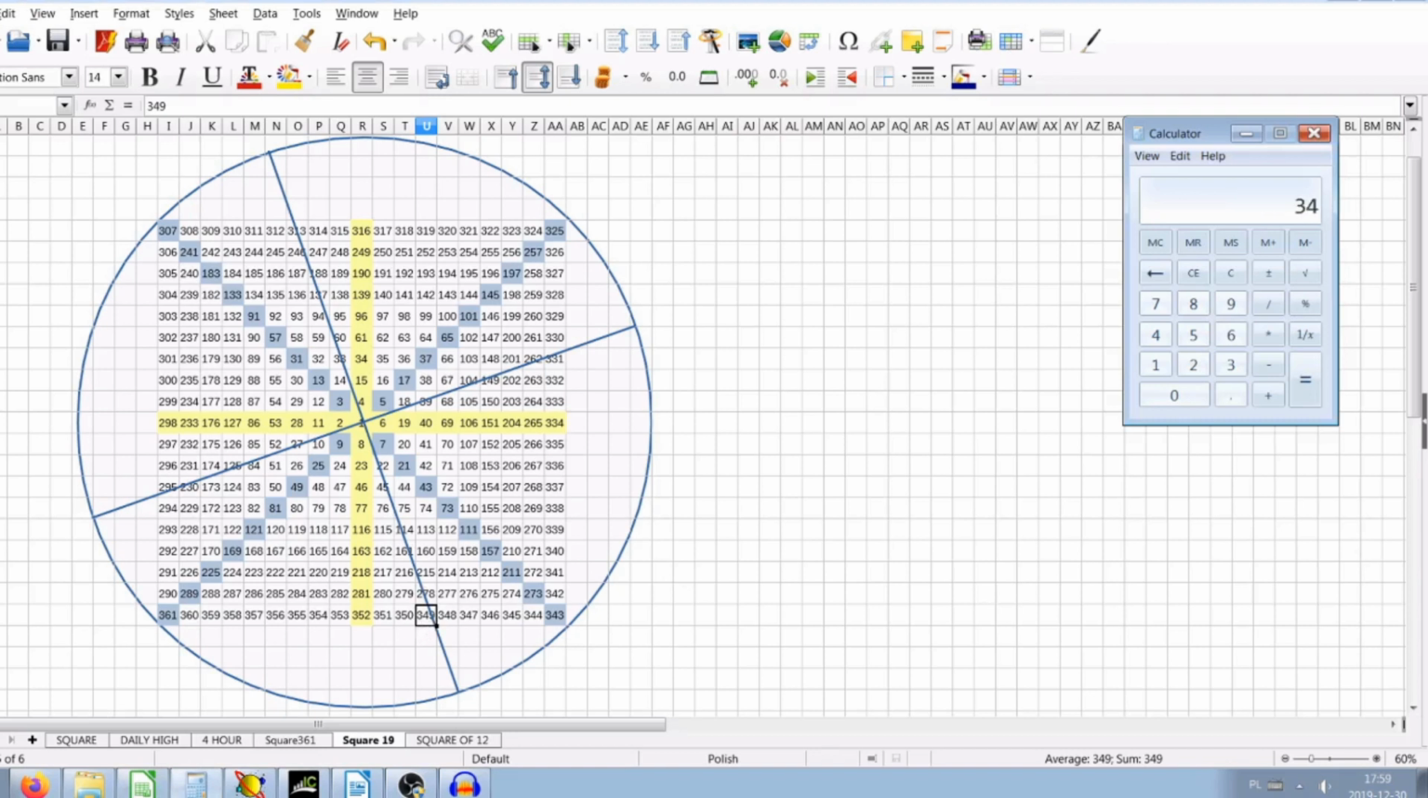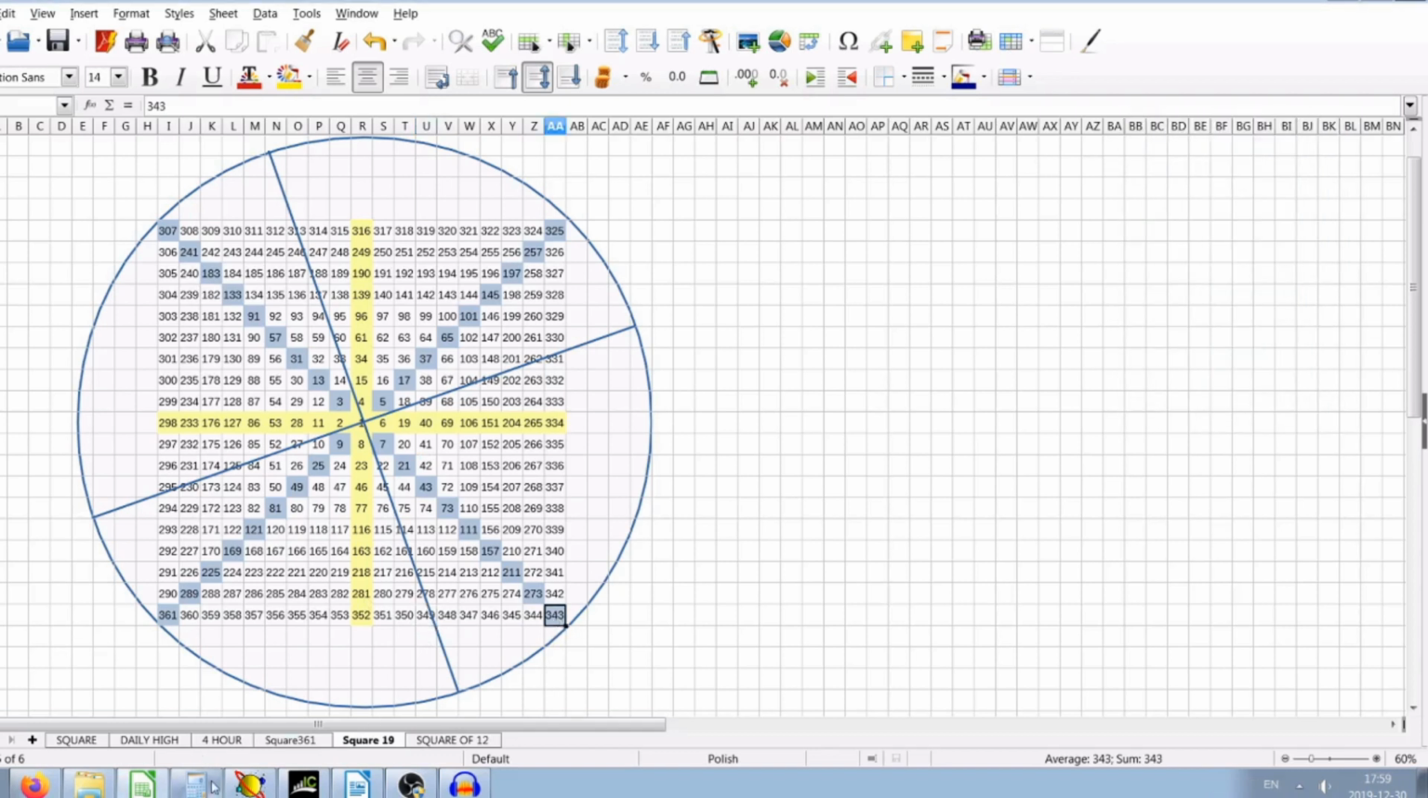We got 349, 121.80. That's the value for Euro USD where there is a possibility of a major turn of the market, at 90 degrees. On the way, we've got 343, which is another value because it's on the diagonals. The price also stops here pretty often.